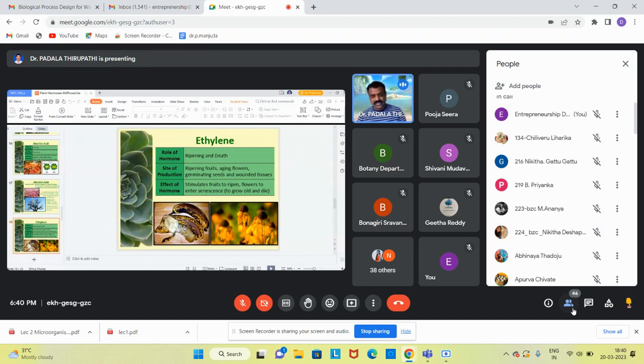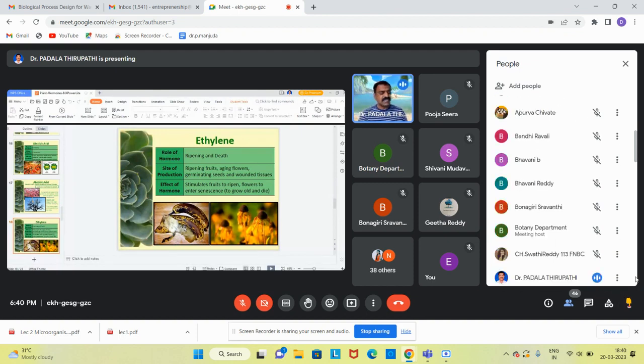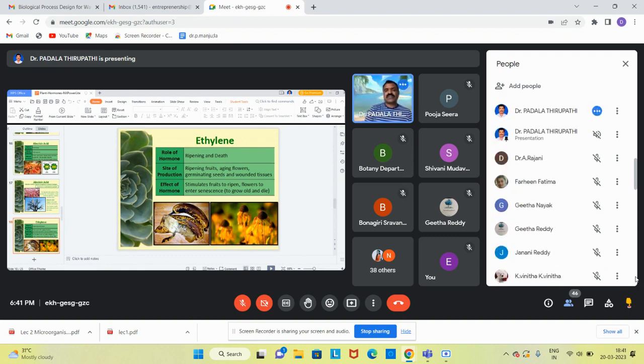Then the last one is ethylene, my dear friends. Ethylene is also a very important phytohormone, and it is a specific hormone compared to other plant growth regulators. Ethylene is a gaseous hormone. It is very important for the ripening of fruits. We observe that fruits in different plants ripen because of the production of ethylene inside the plants.